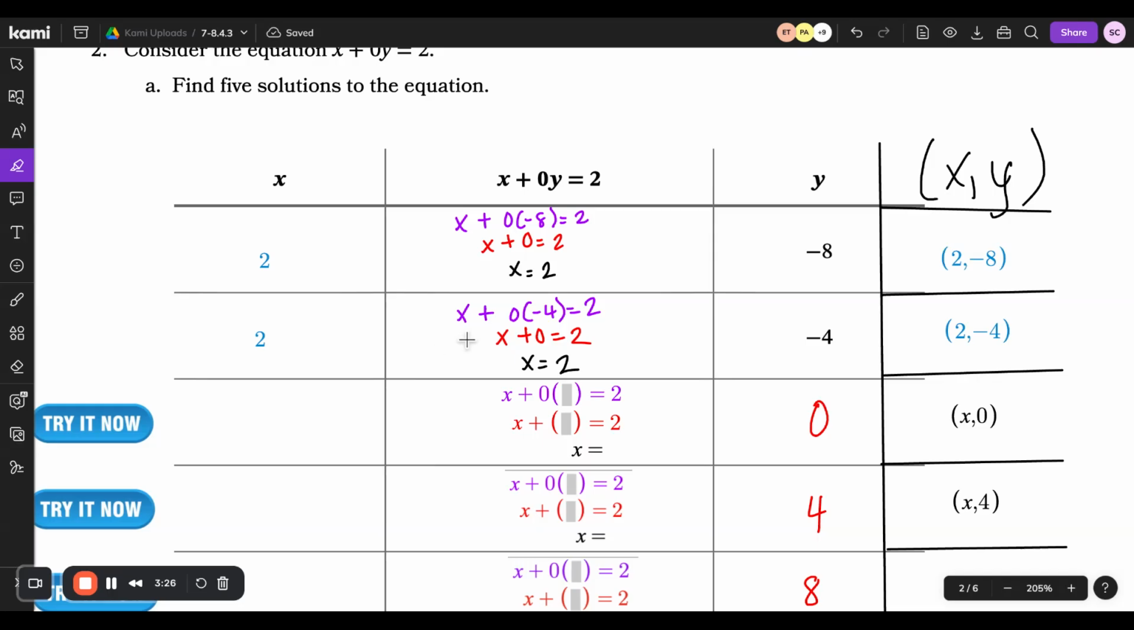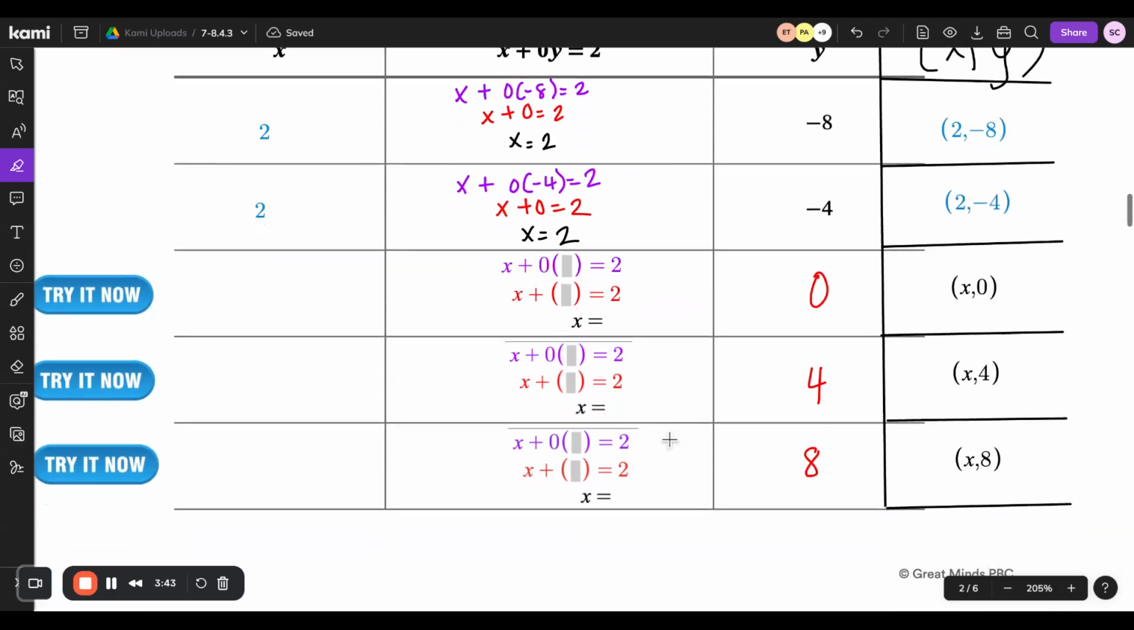You know also that 0 times -4 is going to be equal to 0, so you have x plus 0 is equal to 2. And then we don't need the 0. It doesn't change anything in the equation, so you still have x is equal to 2. So for this one, your ordered pairs are going to be 2, -8, and then 2, -4. And then you're going to try on your own these last 3, showing what it looks like when you substitute each of your values for y into your equation, and then what value it is that you get for x for each of these.